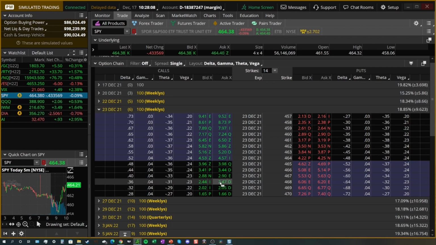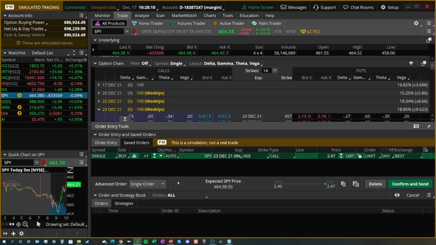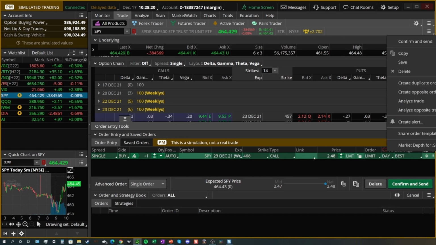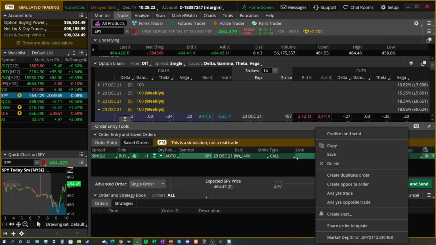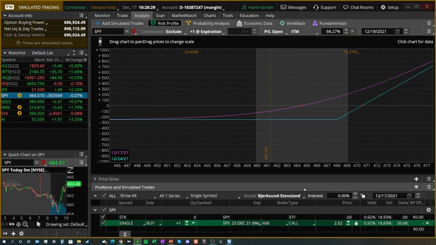So we're going to start with the basic buying a call. I'm just going to click on one of these and open up an order sheet. If you're using Thinkorswim, there's a couple different ways you can do this. If you come over to the hamburger menu on the right side, you can click that. You can also right click anywhere on this order line and go down to Analyze Trade, and it'll pop this up. So this is your basic risk profile.